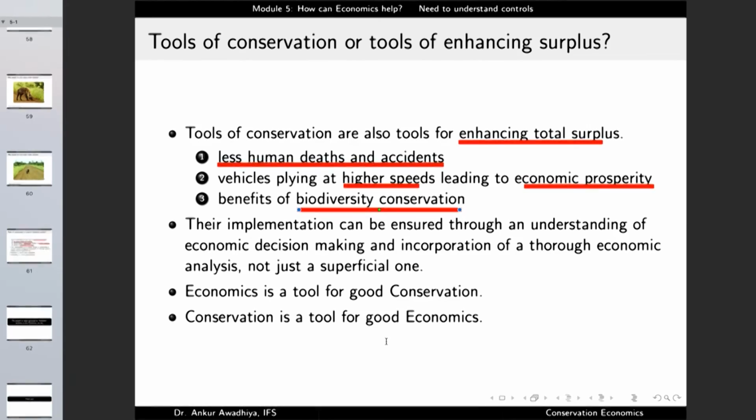So in other words, we can say that economics is a tool for good conservation. If you did not have economics, you would not be able to perform conservation because nobody is going to listen to you. And at the same time, conservation is a tool for good economics because by using the tools of conservation, we are able to enhance the total surplus of the society.